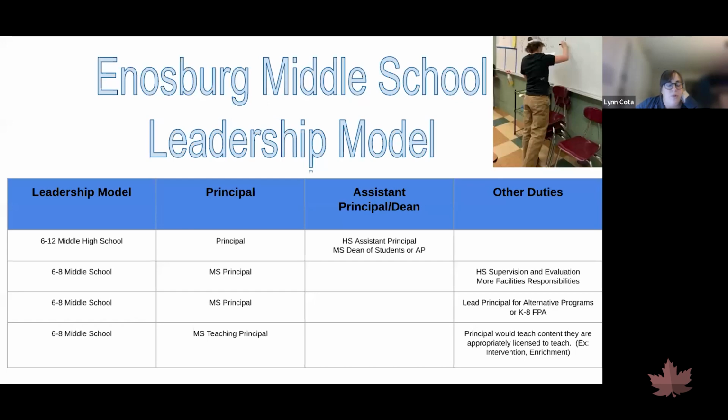The other option could be a middle school teaching principal, so that the principal would have some teaching duties during the day, so that they could potentially teach things that have to be appropriately licensed, but they could be assigned to teach things like intervention or enrichment as well. And we've definitely seen that model in some of the smaller schools in the state of Vermont. So I wonder if there are other ideas that people have, or if the board wants to jump into a discussion.